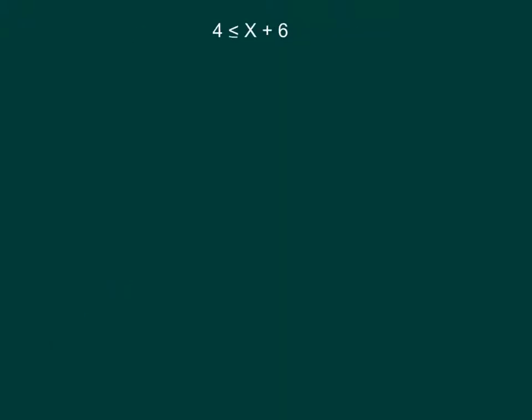Here's a slightly trickier example. This time the variable's on the right-hand side. 4 is less than or equal to x plus 6. The first thing we're going to do is get the variable by itself. We'll subtract 6 from both sides. And we'll get on the left side, 4 minus 6 equals negative 2, less than or equal to x, and the plus 6 and minus 6 cancel each other out.